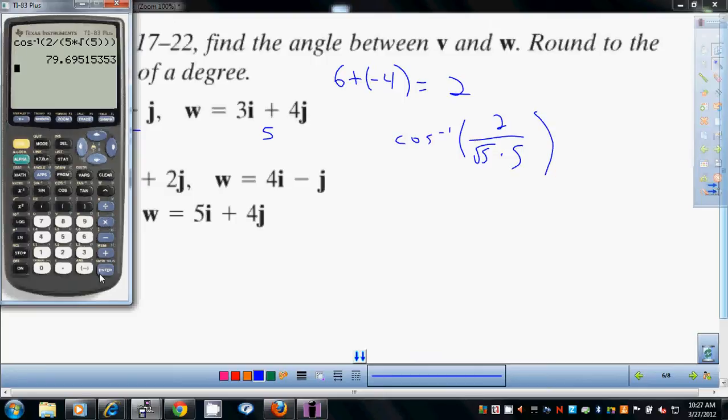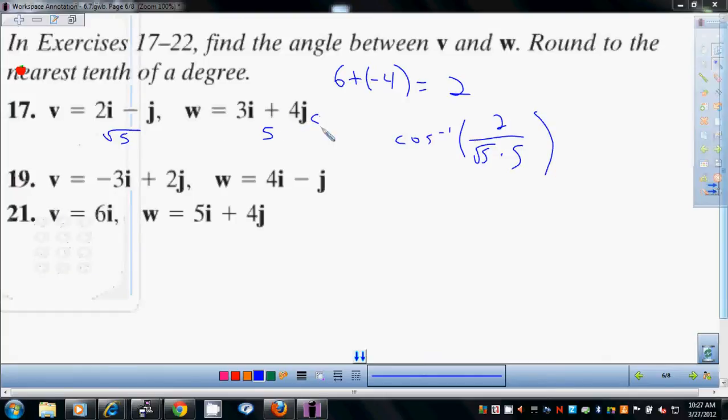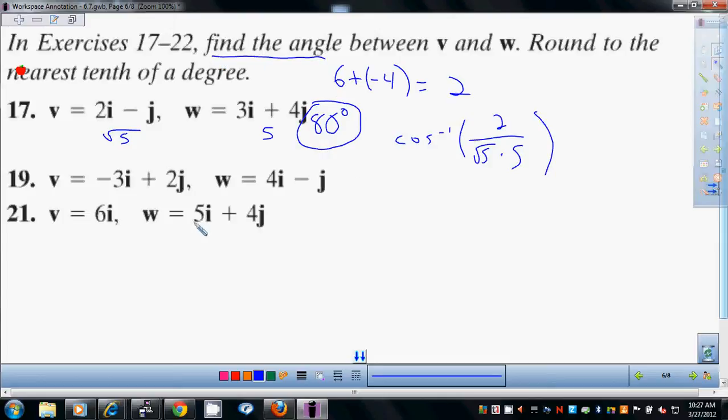So to the nearest degree, what is that, about 80 degrees? So the answer to this one would be 80 degrees. That is the angle formed by those two vectors. That is the angle between them. Yes, for these two, yes. I'll take a little bit more time.